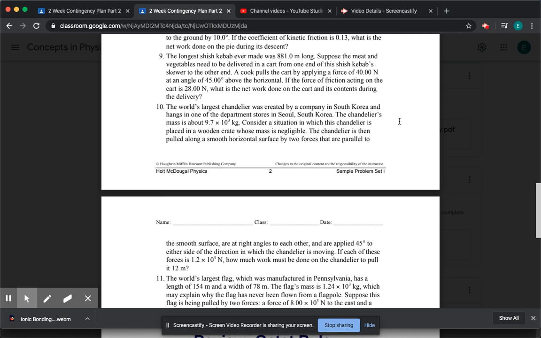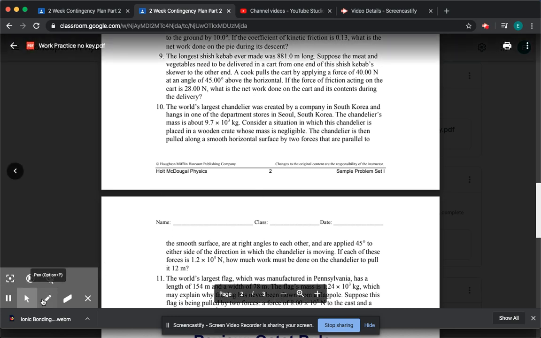Okay, let's look at number 10 and number 11. So number 10, first thing I always tell you to do is look at the final destination. Our final destination is work. We want to know how much work is being done. So we're looking for W.